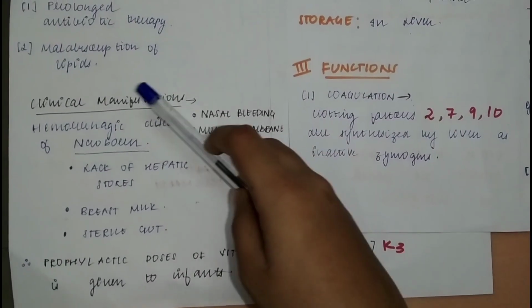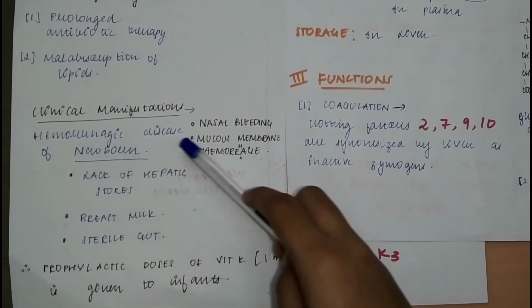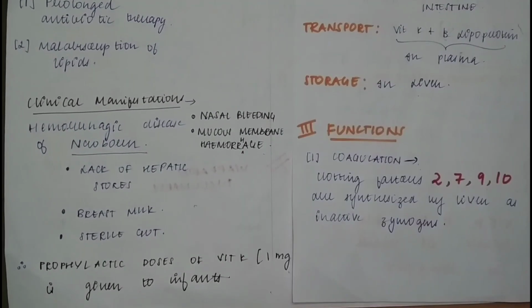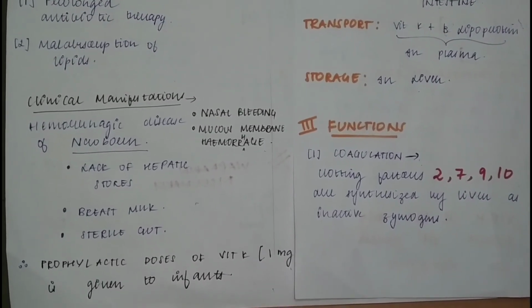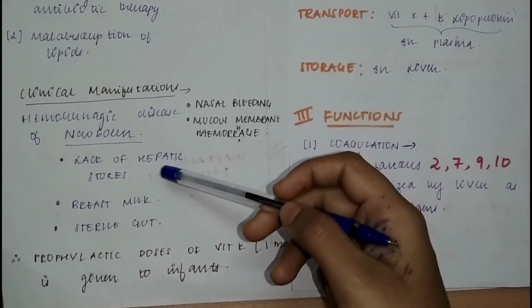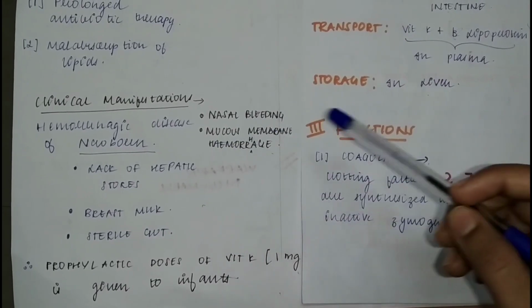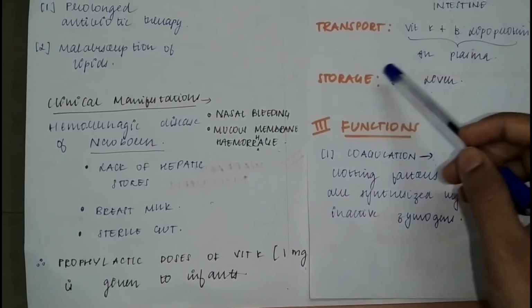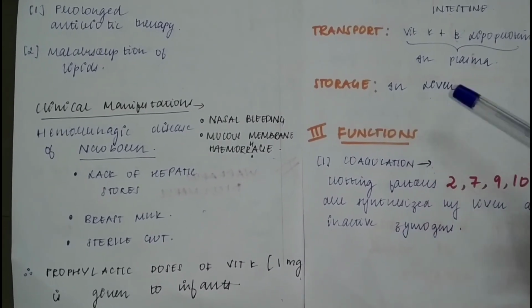Moving on to clinical manifestations. Vitamin K deficiency causes hemorrhagic diseases of newborn. Hemorrhagic diseases of newborns include nasal bleeding and mucous membrane hemorrhage. It is mainly seen in newborns because of 3 reasons. First one is lack of hepatic stores. We saw that vitamin K is stored in the liver. This storage is very less or absent in newborns.